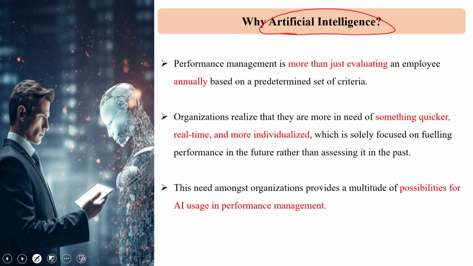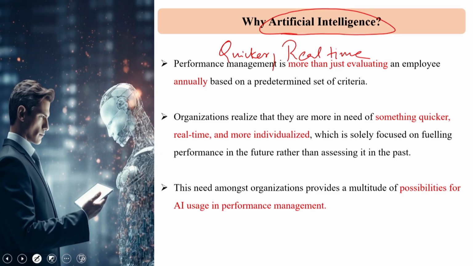Organizations typically realize that they need to do something quicker, in real time. This particular aspect, doing something quicker, in real time and more individualized, solely focused on fueling performance in the future rather than assessing it in the past, is what signifies the involvement of artificial intelligence. This need amongst organizations provides many possibilities for AI usage in performance management.